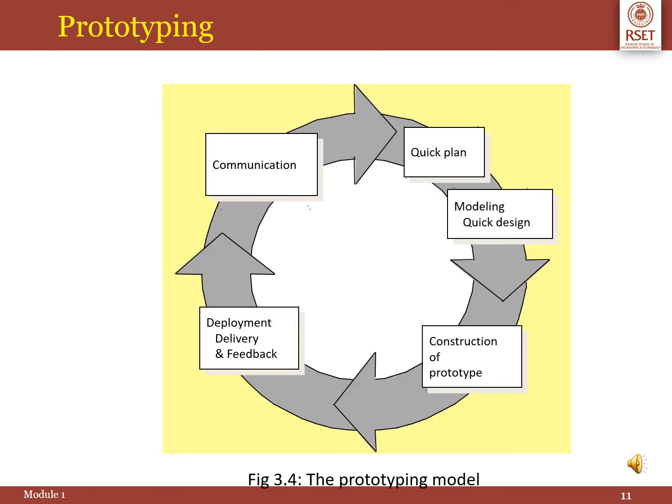The given figure shows a prototyping model. A prototyping model consists of mainly 5 phases: communication phase, planning phase, modeling phase, construction phase, and deployment phase. A prototyping model should be used when the desired system needs to have a lot of interaction with the end users.